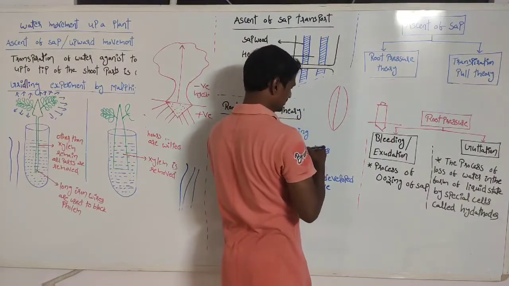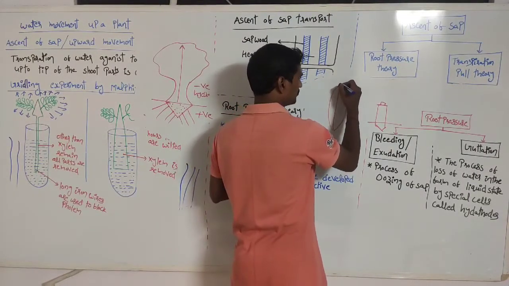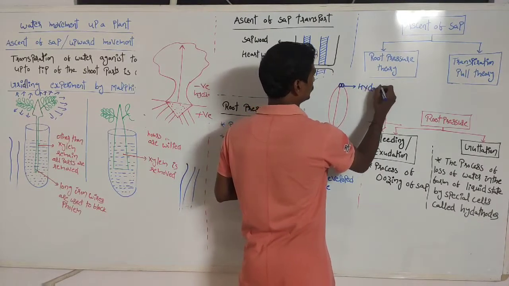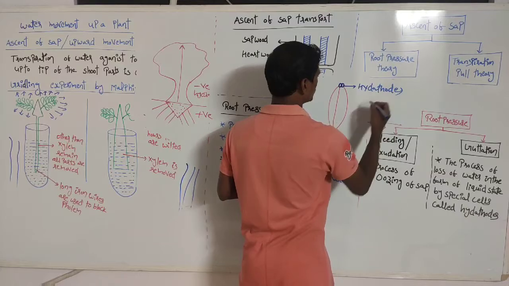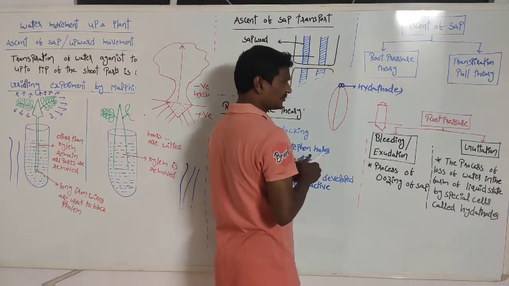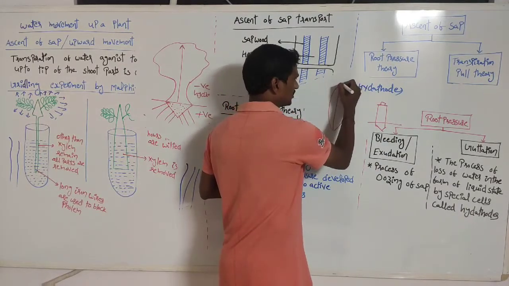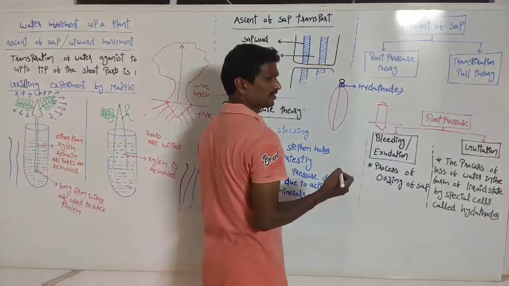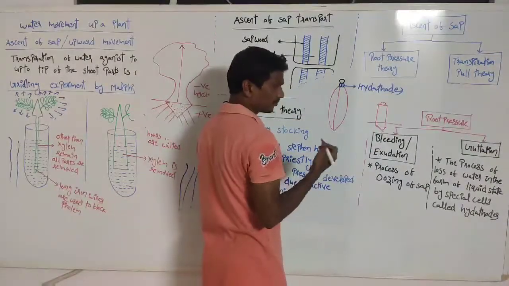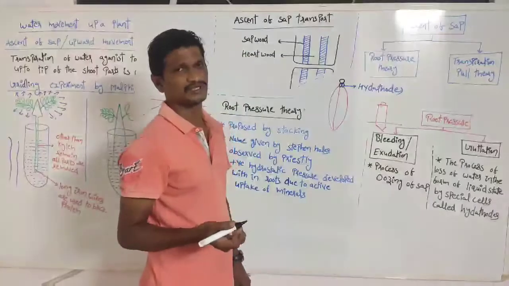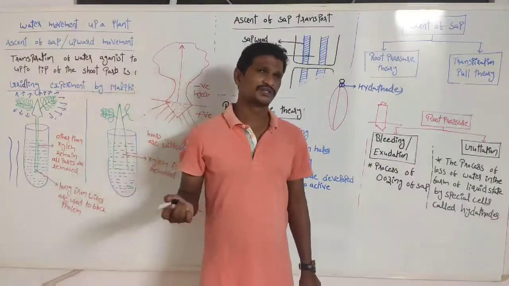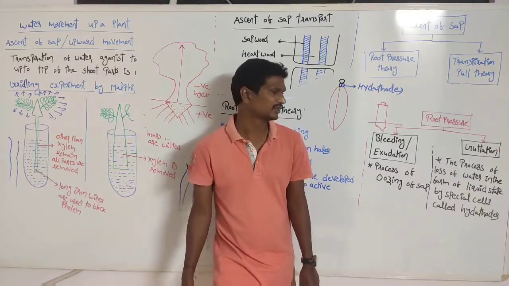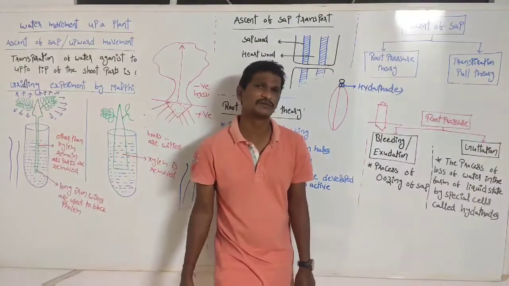This is one of the leaf tips. The leaf tip has special cells, and these cells are called hydathodes. Due to the presence of hydathodes, the plants lose water in the form of liquid state. The process is called guttation. Guttation is seen in herbaceous plants, meaning small grasses.